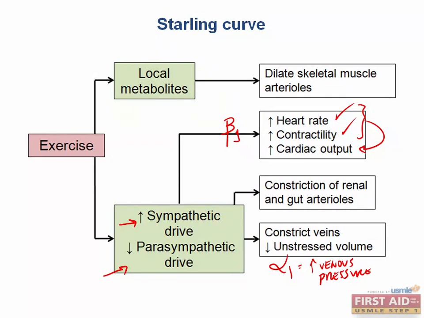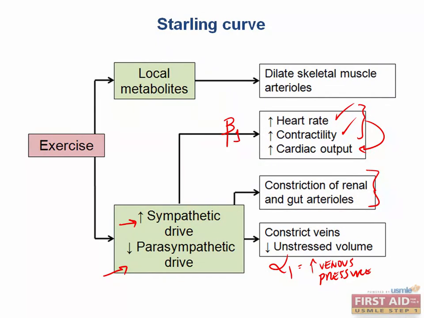Do not forget here that binding of beta-2 receptors causes a lot of vasodilatation in muscles. This is also mediated by local metabolites that we will discuss in a second. Now, what about the inhibition of the parasympathetic nervous system? It prevents unnecessary blood flow to the renal and gut arterioles because we want our muscle, heart, and brain to have the increased oxygen supply, not kidneys and the splanchnic circulation.